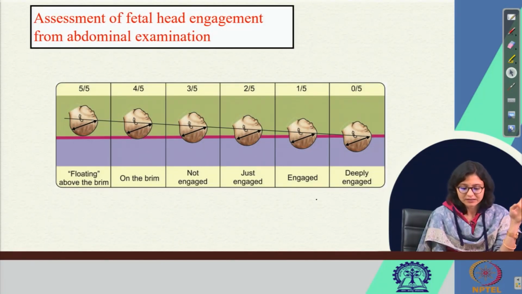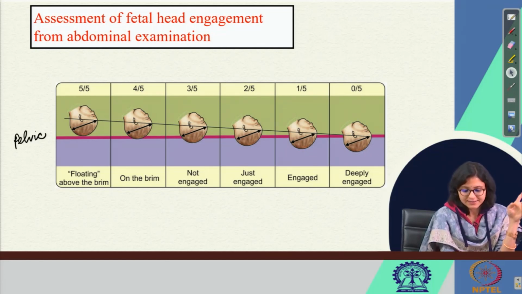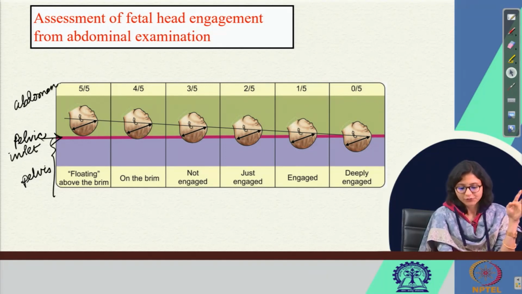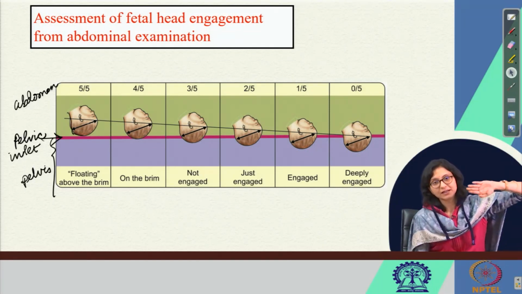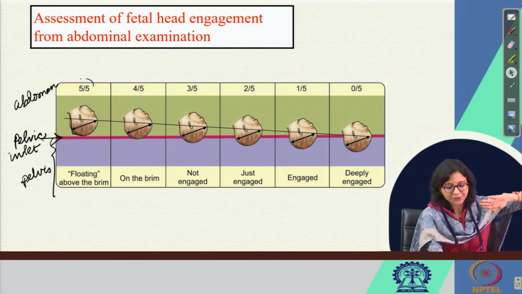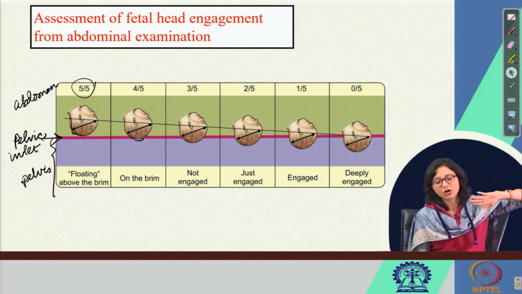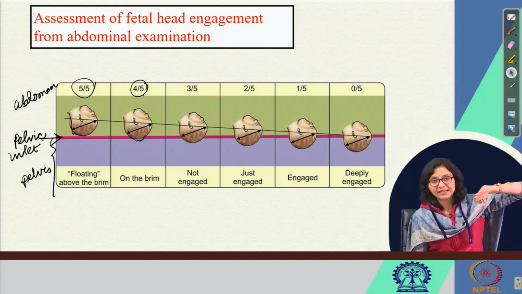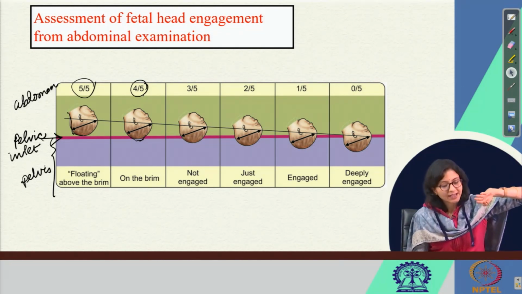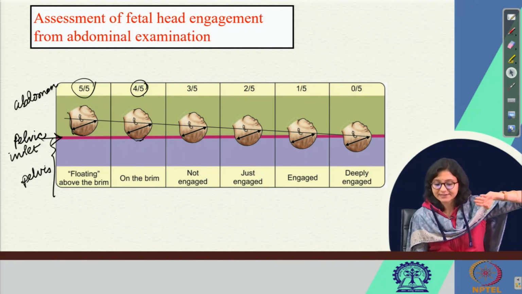So this is the picture, right. This is a pictorial picture. This is the pelvic inlet, this is the pelvis, and this is the abdomen. So on the abdomen, when you are palpating 5 fingers, the whole of the fetal head, all the 5 fingers can be placed over the fetal head. It is 5 by 5, engagement has not occurred. Now a little bit of the fetal head has gone inside, but 4 fingers can palpate the fetal head above the abdomen. So here also engagement has not occurred.